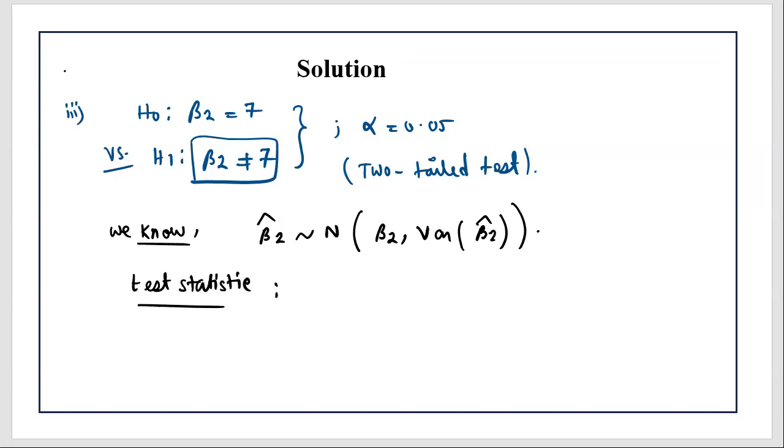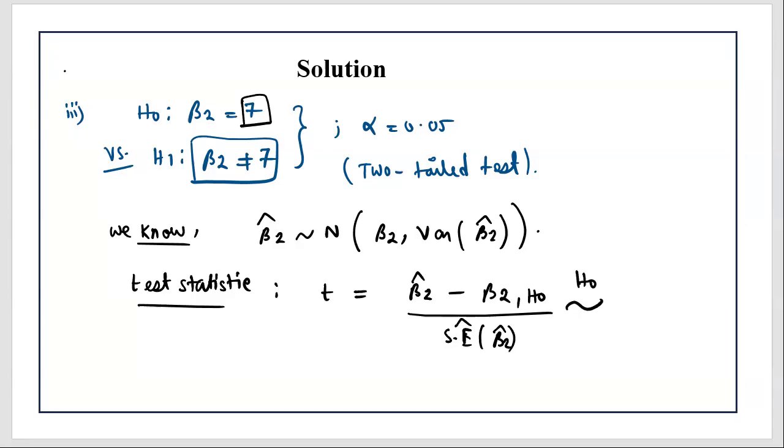Test statistic will look something like this. The test statistic is T, where you have beta 2 cap, the estimated value of beta 2, minus the value of beta 2 under H naught, upon the standard error of beta 2 cap, the estimated standard error. This is simply the square root of the variance. Under H naught, this will follow a t distribution with n minus 3 degrees of freedom.